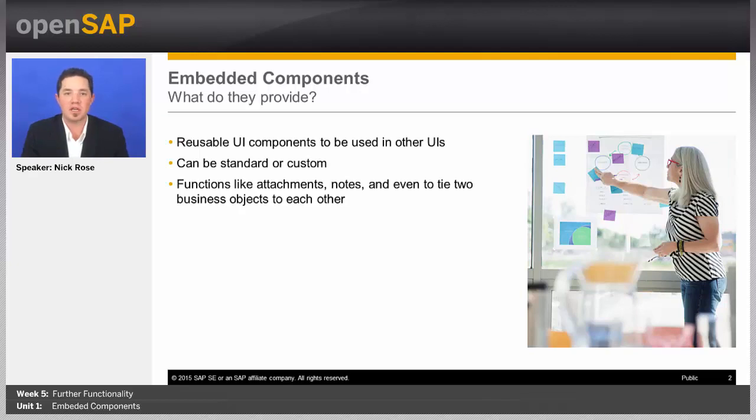We have many standard reusable embedded components, things for attachments, which you'd see as a document list, or for note fields, so text collections, and many other different embedded components. We can also create our own embedded components, a custom screen that we've built, and then we can embed that in any other floor plan that we want to, whether it's custom or standard, as long as there's a place in the Extensibility Explorer for it.